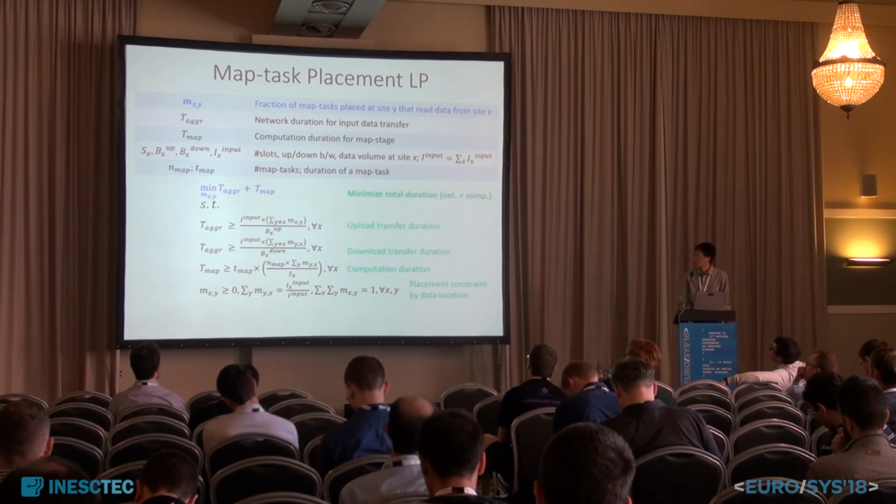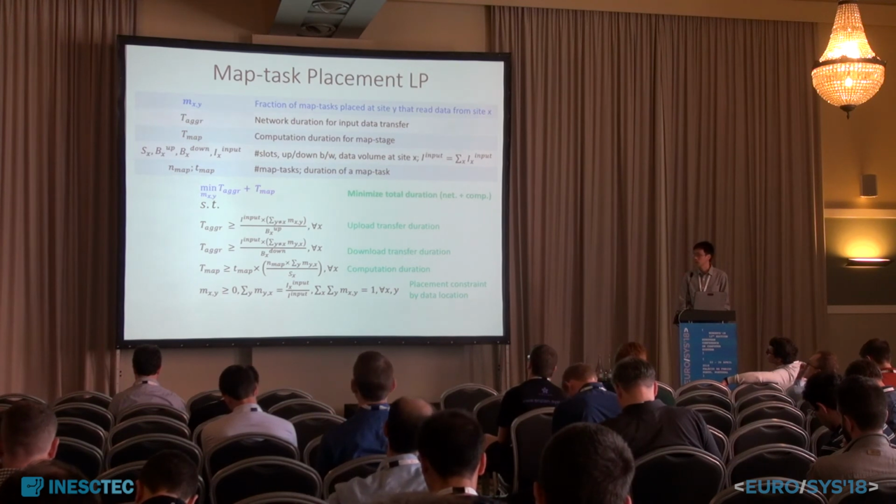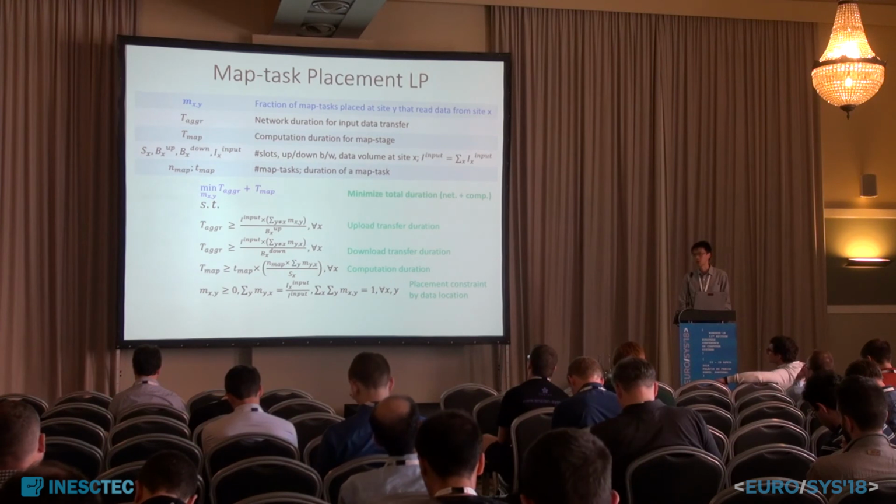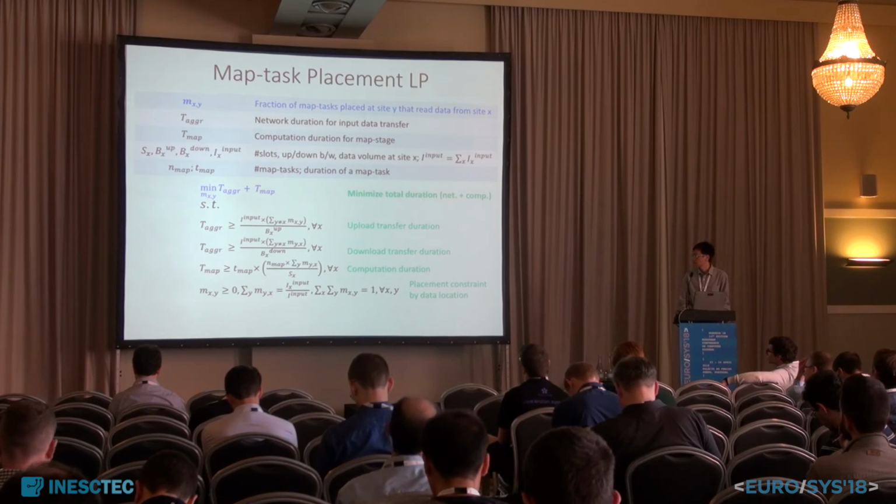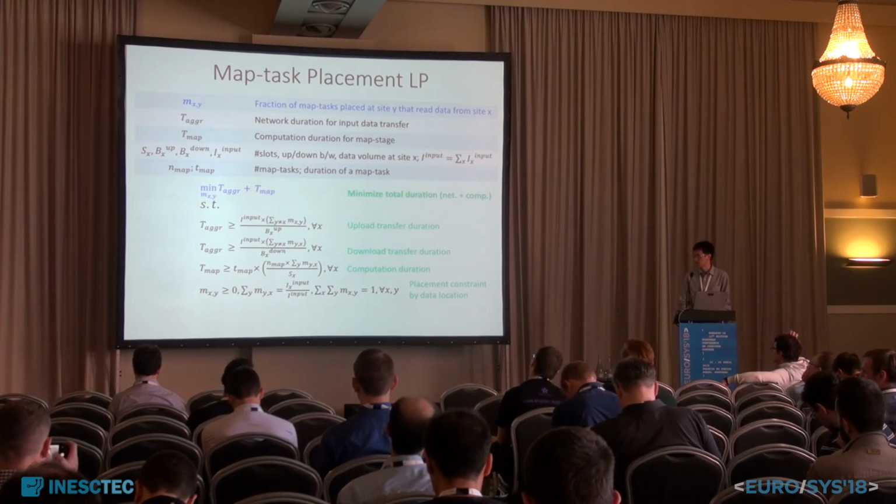The overall goal is to minimize the sum of network transfer time and computation time, in which the network transfer time should be larger than all of the network transfer times, whether upload or download time. And the computation time is determined by the bottleneck of computation time across all of the sites, which is basically the average task duration times the number of waves.